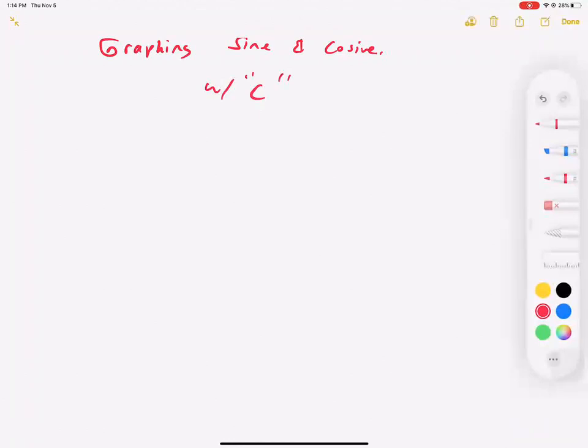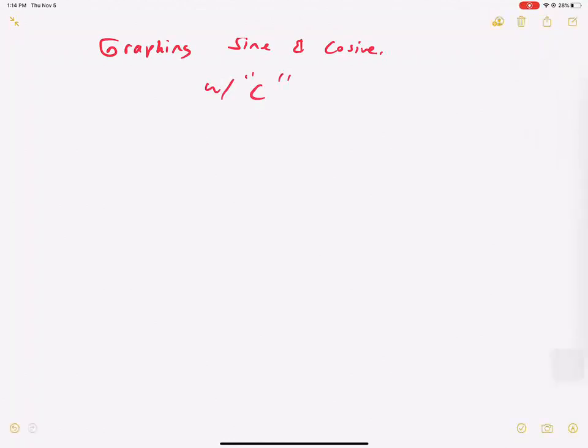Okay, hi everyone. So we're going to continue graphing today, but this time with phase shift. And that's how we're going to include C. So graphing sine and cosine, and this time with C. And this is a big jump. Hopefully you found A, B, and D easy to do. So let's do those first, and then we'll incorporate our phase shift.